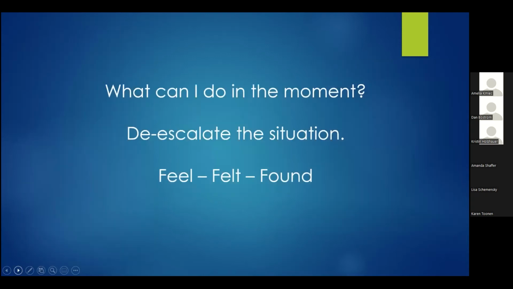So what can you do in the moment? And this is very hard for me. I was a theater teacher. I'm a very emotional person. I speak with my emotions and I wear my heart on my sleeve. You want to really start by de-escalating the situation and getting it down to a point where you can understand them, even if you don't necessarily agree with them.